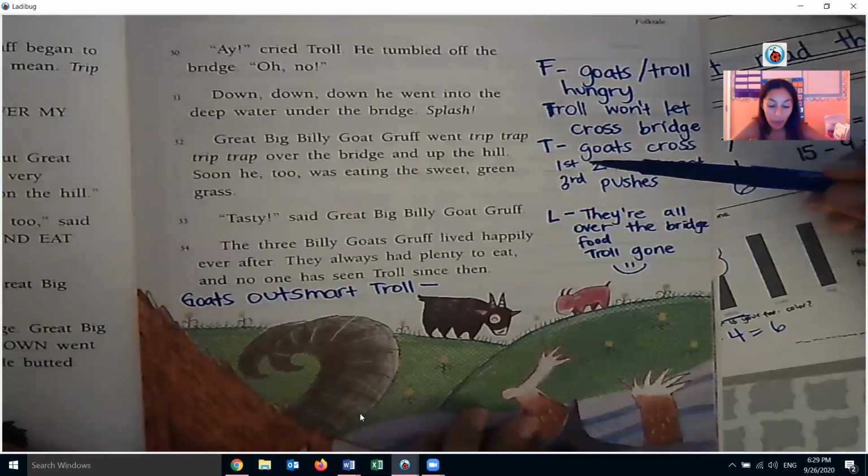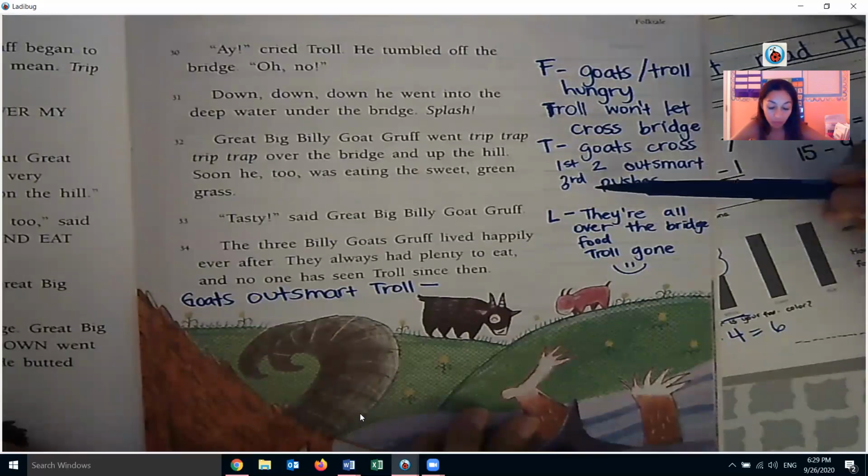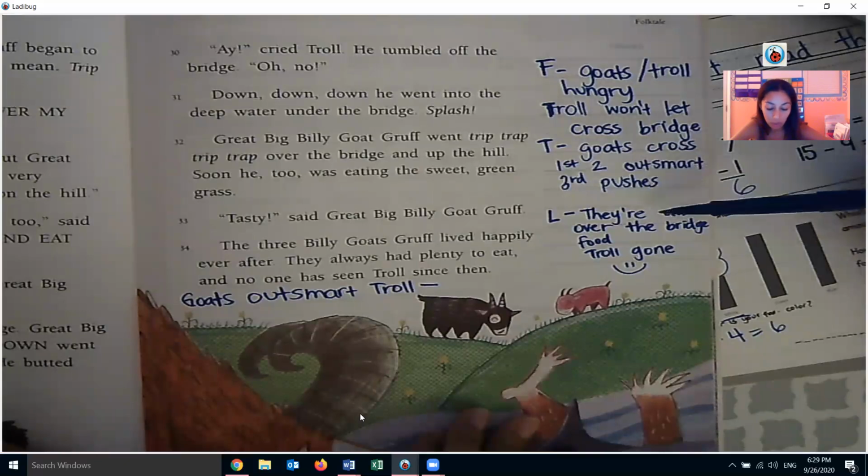The first two outsmart the Troll by saying, nope, don't eat me, there's something bigger coming. The third one, he kind of fights Troll and he wins. He pushes him out of the way. Last, they're all over the bridge. They have food and the Troll is gone. They live happily ever after.